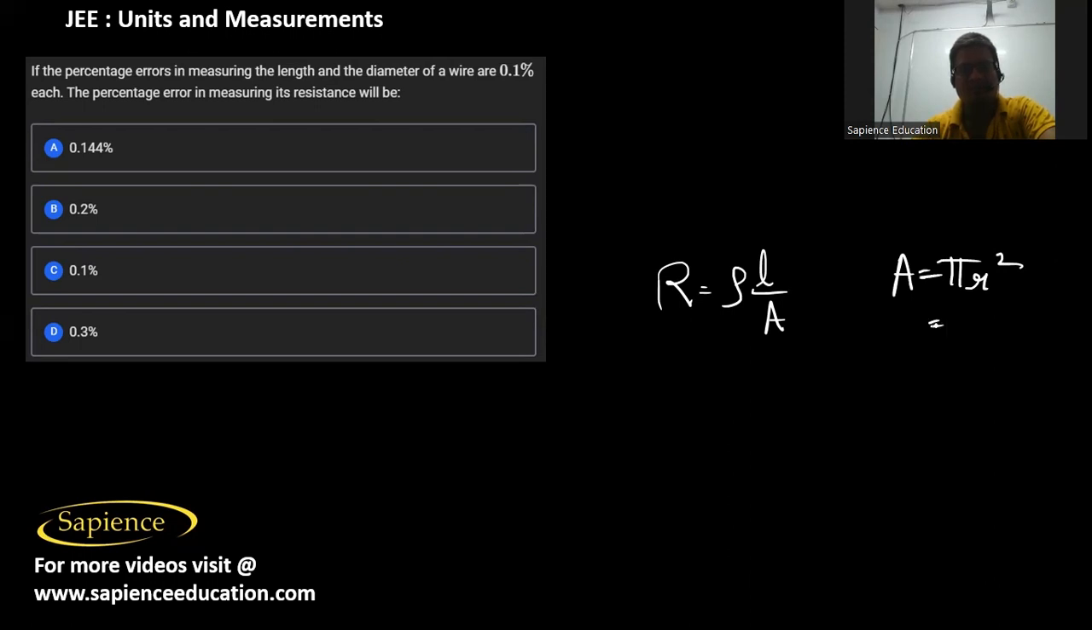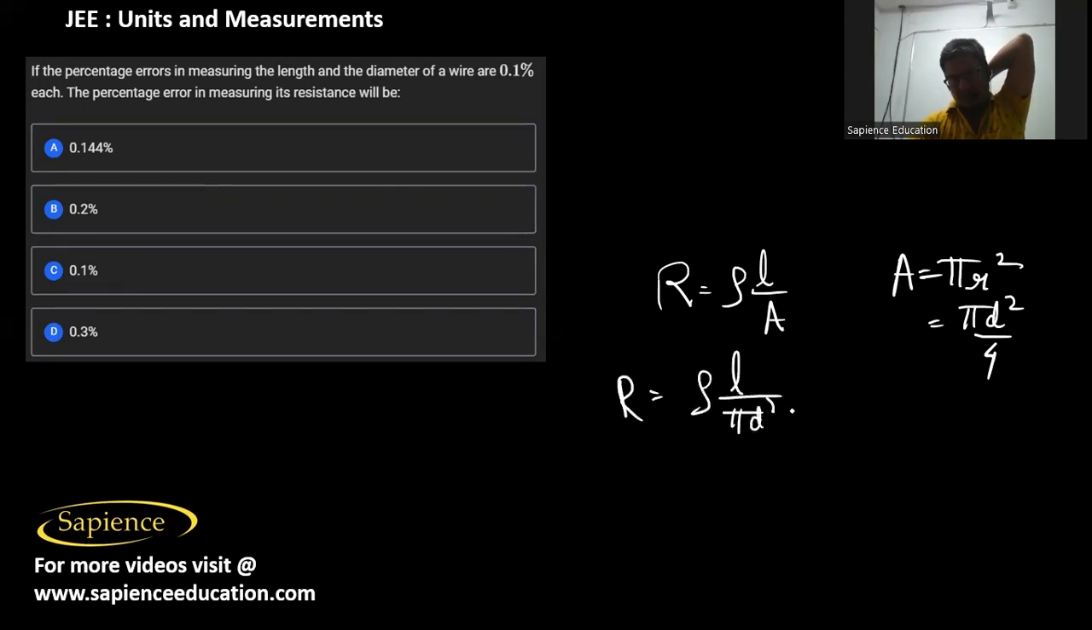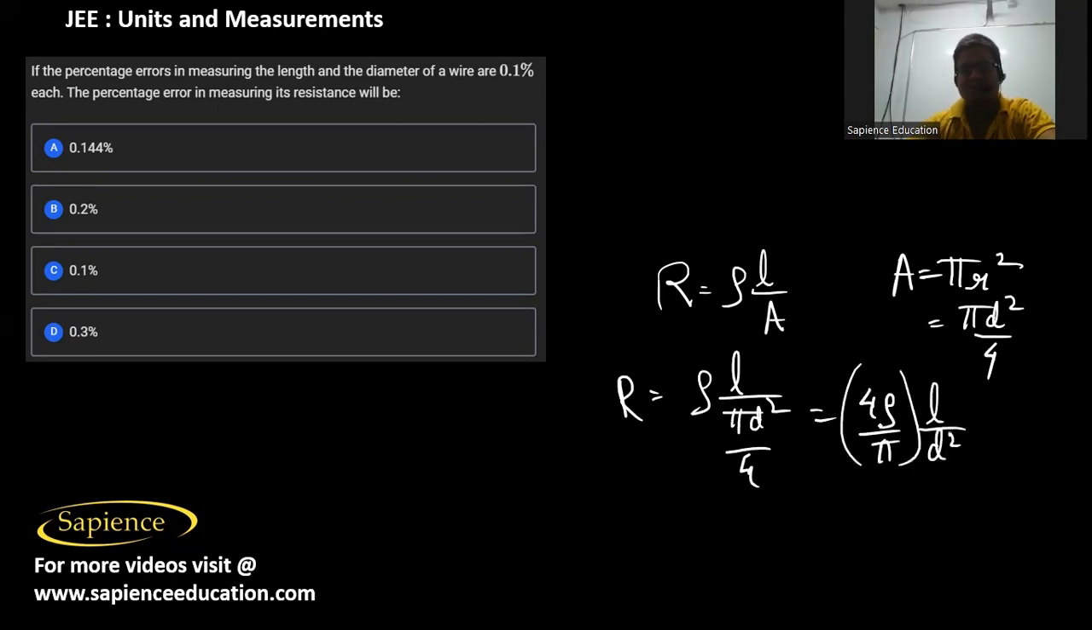And I can tell the area is pi d square by 4, where d is the diameter of the wire. So therefore R will be equal to rho L by pi d square by 4. So this will be equal to 4 rho by pi into L by d square. Or therefore I can say R, the resistance, is proportional to L by d square.